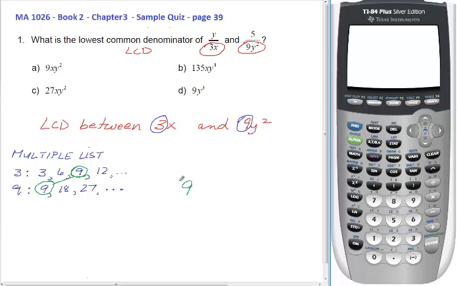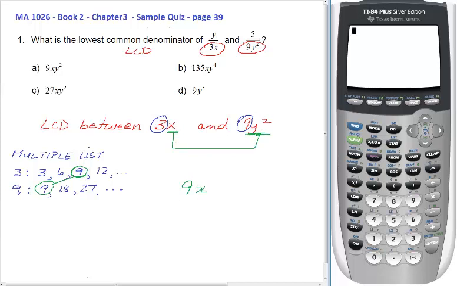Now you need one of every factor and the highest power of that factor. In other words, if there was a y in one and a y squared in the other, you'd pick y squared because both have to be able to divide into it. Okay, so here I got an x factor. Do I have any x in this term? No other x, so I know I need that.